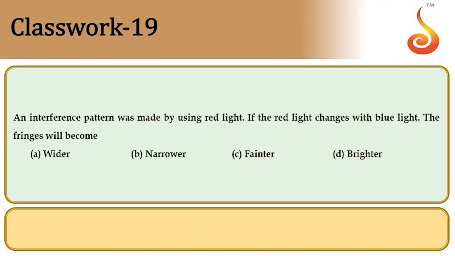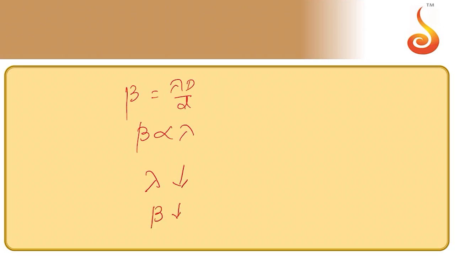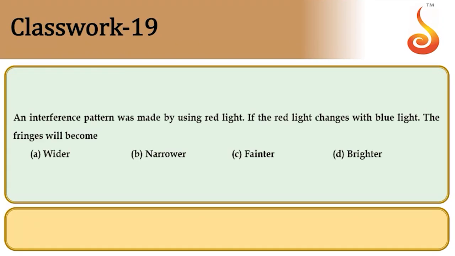Example 19. An interference pattern was made by using red light. If the red light is replaced with blue light, the fringes will become? You notice that the fringe width is given by λD divided by d. That means fringe width is directly proportional to λ. Now, as the wavelength has decreased, the fringe width decreases, or the fringes become narrower. B is our correct choice.